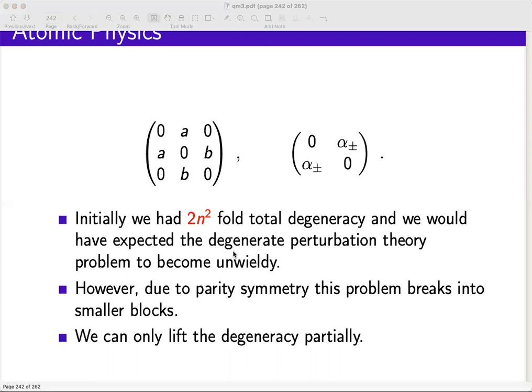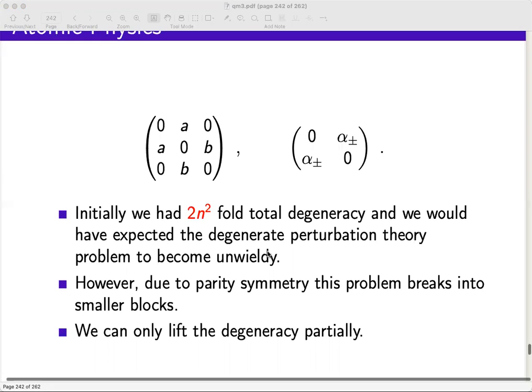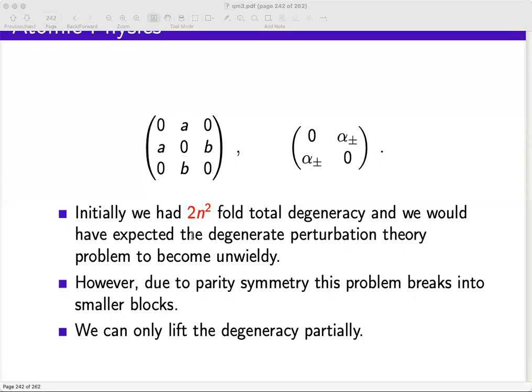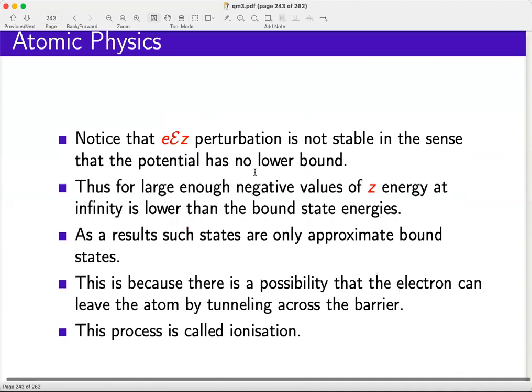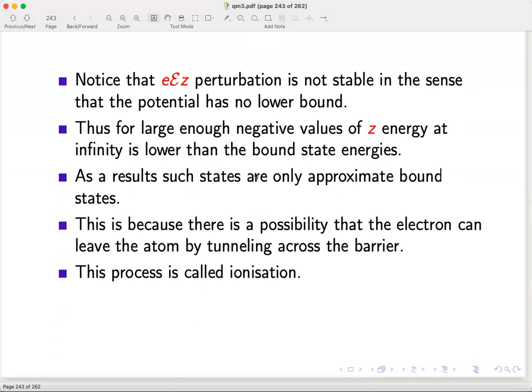One of them is that the spin quantum number is untouched, and the second is that the parity breaks the problem into smaller pieces. This allows us to lift the degeneracy from 2n squared fold down to some lower value, but it does not completely eliminate the degeneracy. It only lifts it partially. Nevertheless, at least the problem is under control.